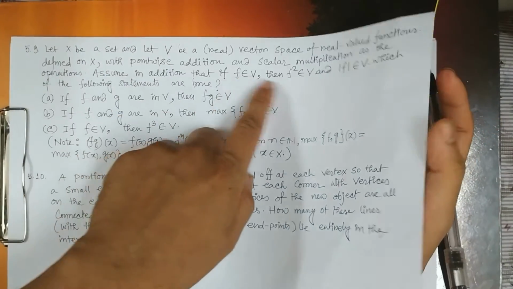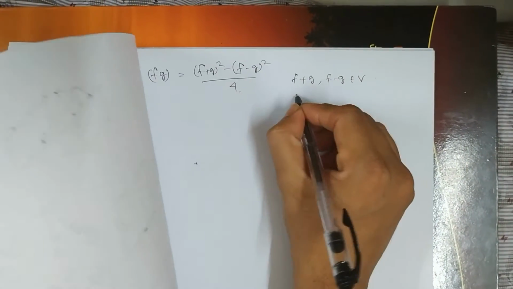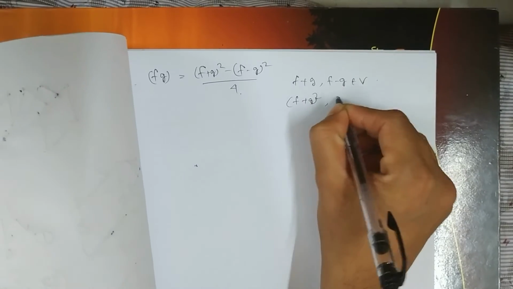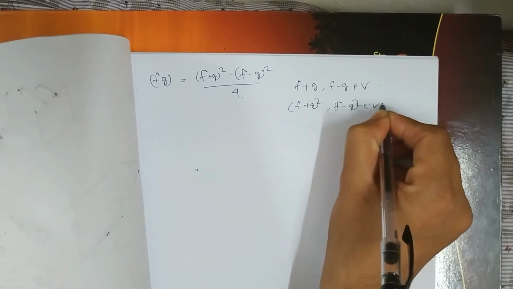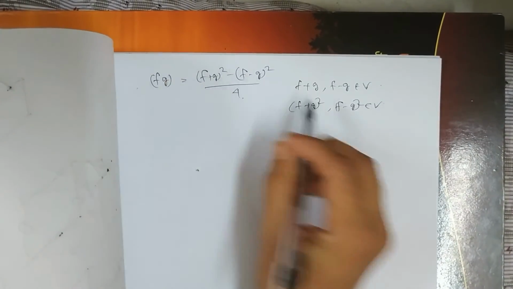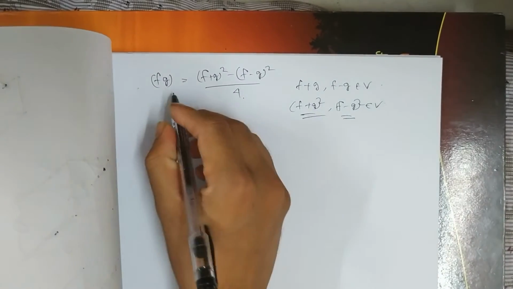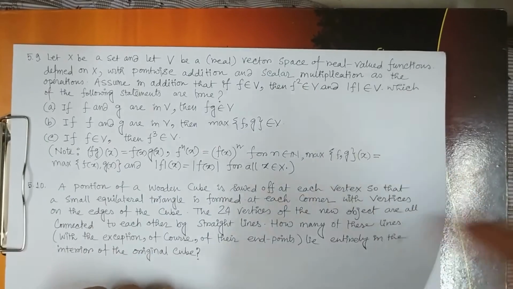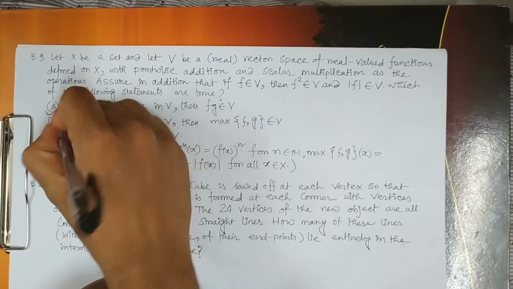And it is given that f square is also in V, right? So it implies (f plus g) square and (f minus g) square are also in V. Now f times g is a linear combination of these two, so f times g also belongs to V, right? Okay, now this option is of course true.